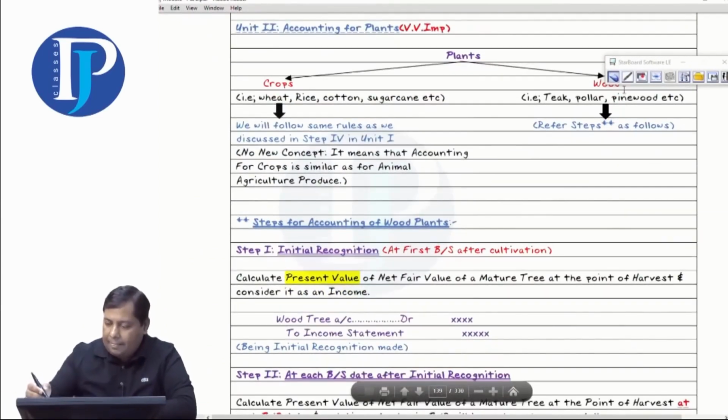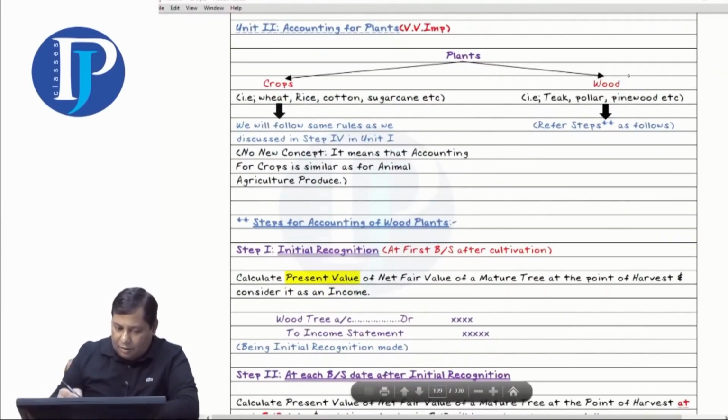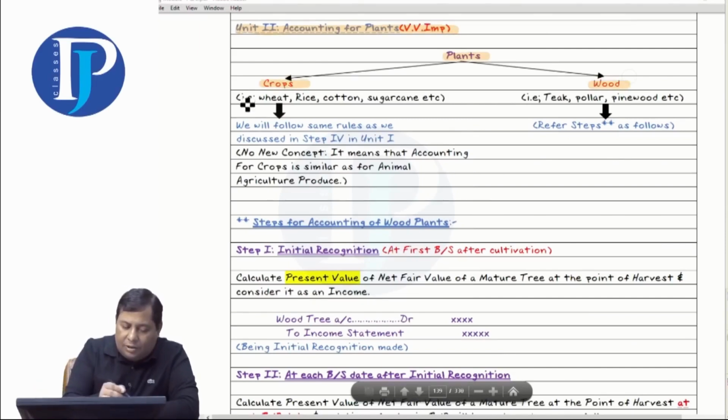Now see plants. Unit 2 starts from here. Accounting for plants, we have 2 types of plants. One is crops and the other is woods. When we talk about crops, there are wheat, rice, cotton, sugarcane.